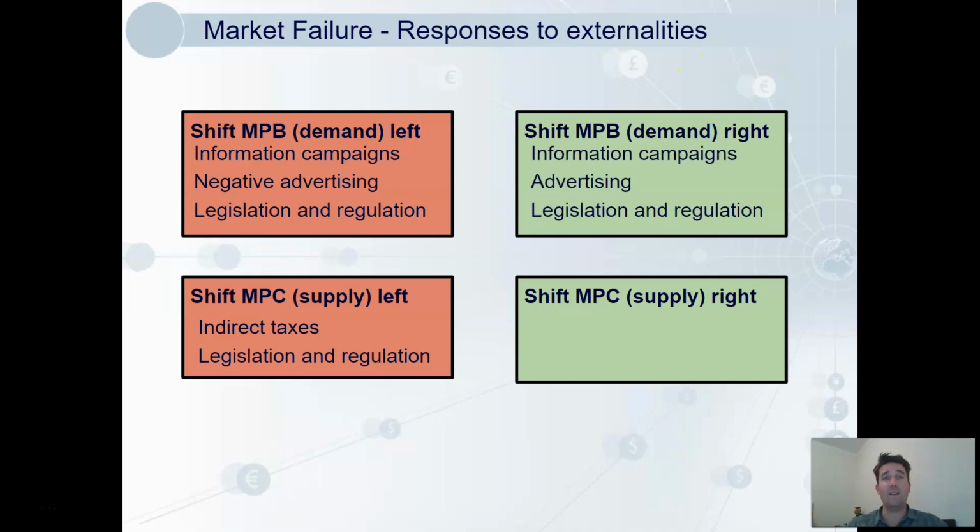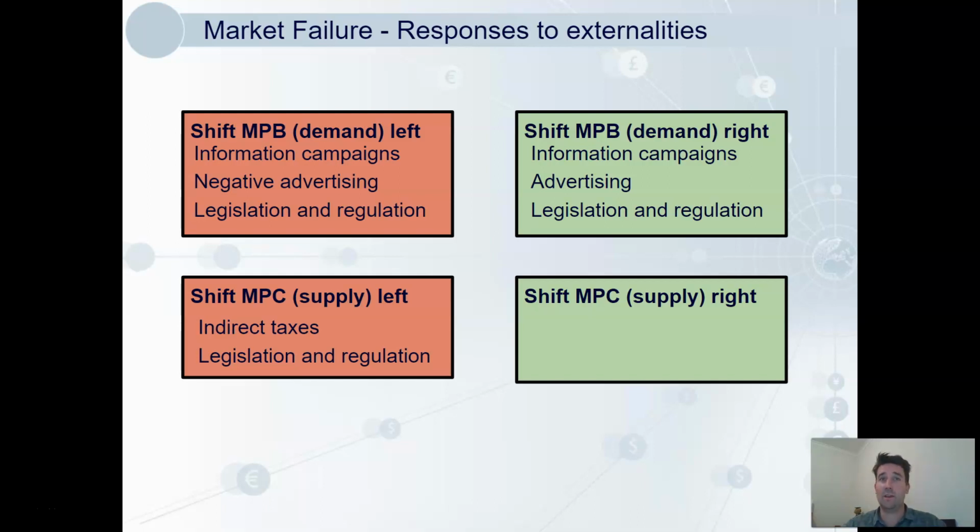Now, to fix an under-allocation of resources, governments can also use information campaigns and advertising. Think of something like vaccinations. You can see how the government might use these. Legislation and regulation can also be used to increase demand. I'm sure you all know people who are only demanding education because they have to be in school or in training until they're 17 years old. Otherwise, they wouldn't be demanding this.